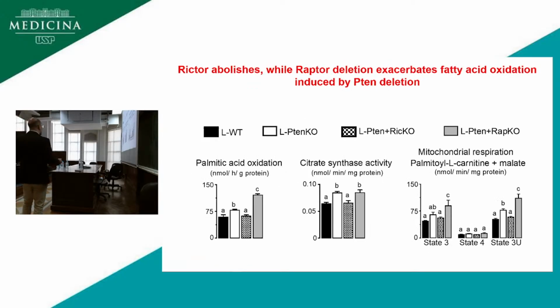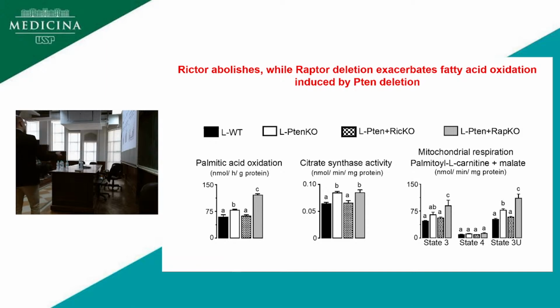So we also investigated fatty acid oxidation in the liver of these mice. And as you can see here, PTEN deletion increased fatty acid oxidation. This is completely abolished by Rictor deletion. But when we deleted Raptor, the deletion exacerbates fatty acid oxidation in these mice.